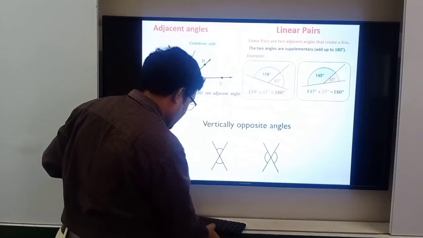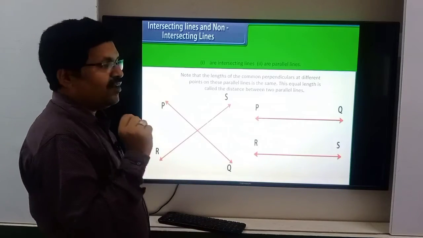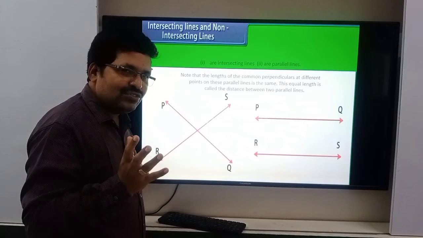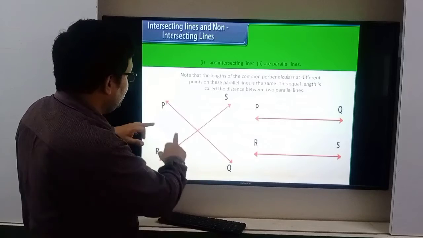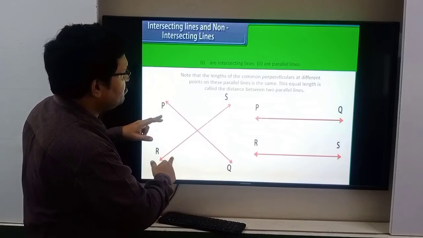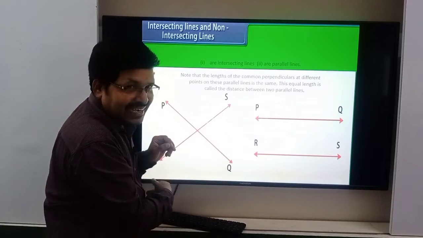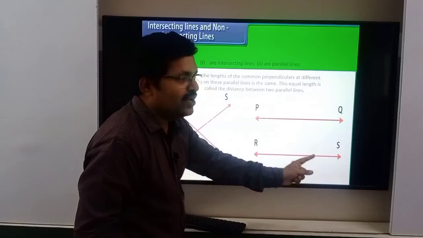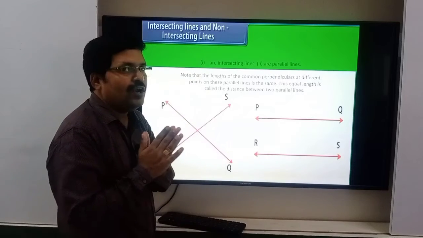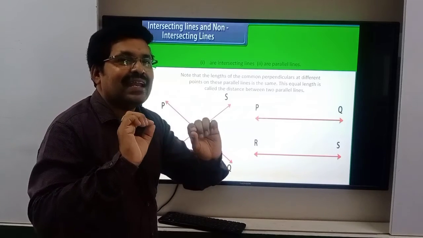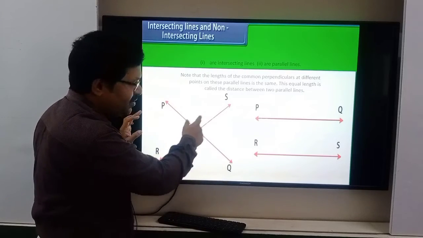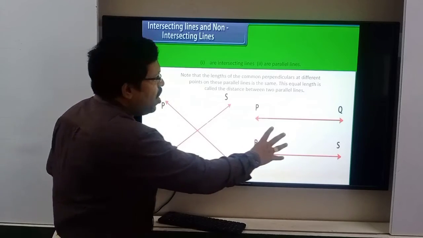So this is the more or less introduction of the angles. Okay, lines. So what kind of lines can you have? These two are two lines. These are intersecting lines. These two are non-intersecting lines. Non-intersecting lines are called parallel lines. These two are not parallel lines.